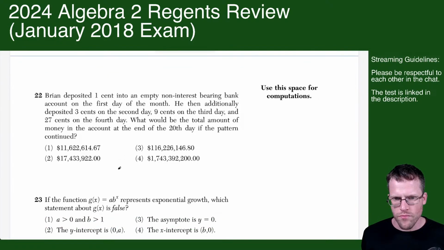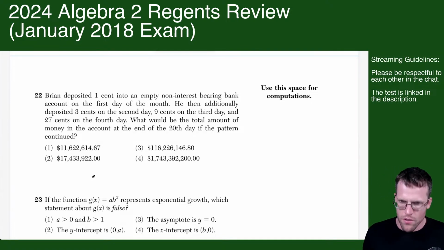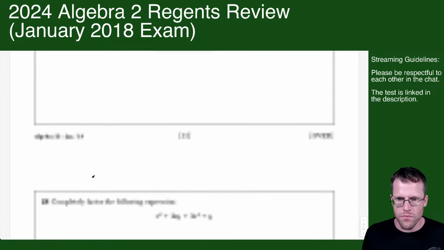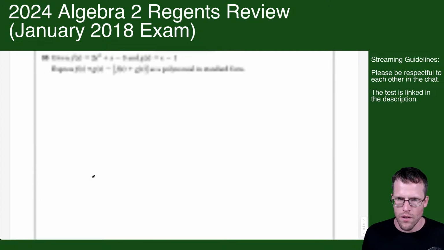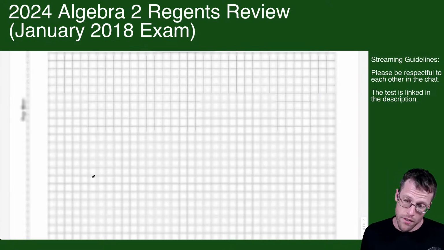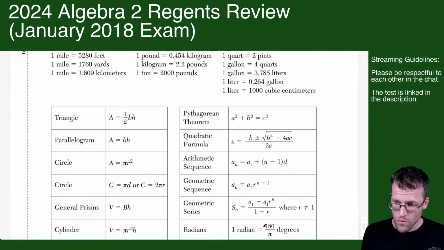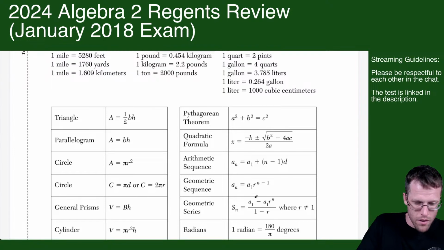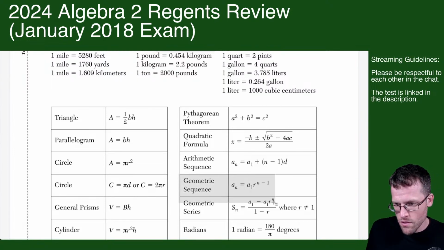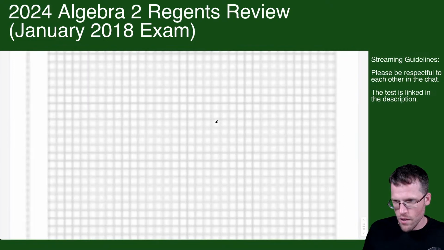All right. So question 22. Now we're doing, so you get formulas for the test. So if I zoom to the end, we'll get there. This is the formula I'm going to use. Okay, geometric series, this formula. So I'm going to borrow this. Okay, and I'll go back to the test.